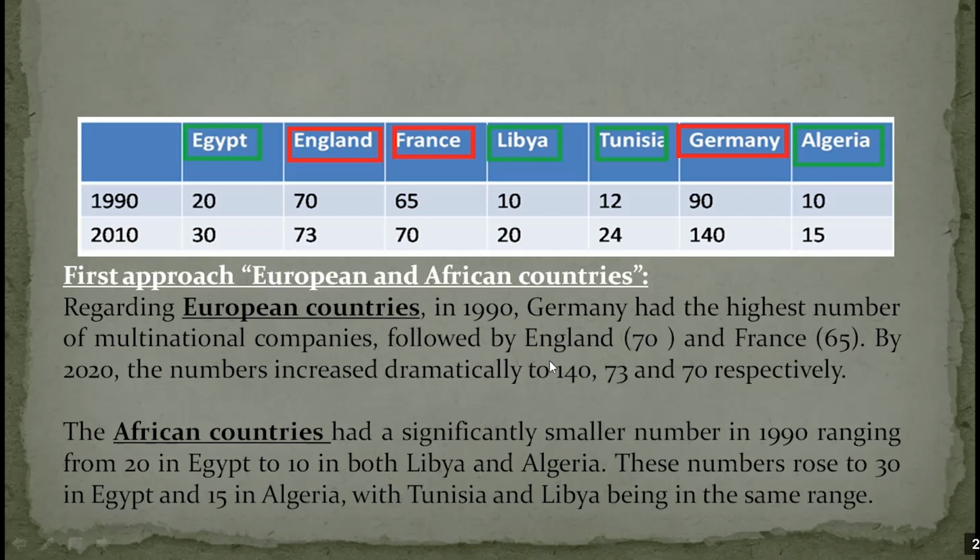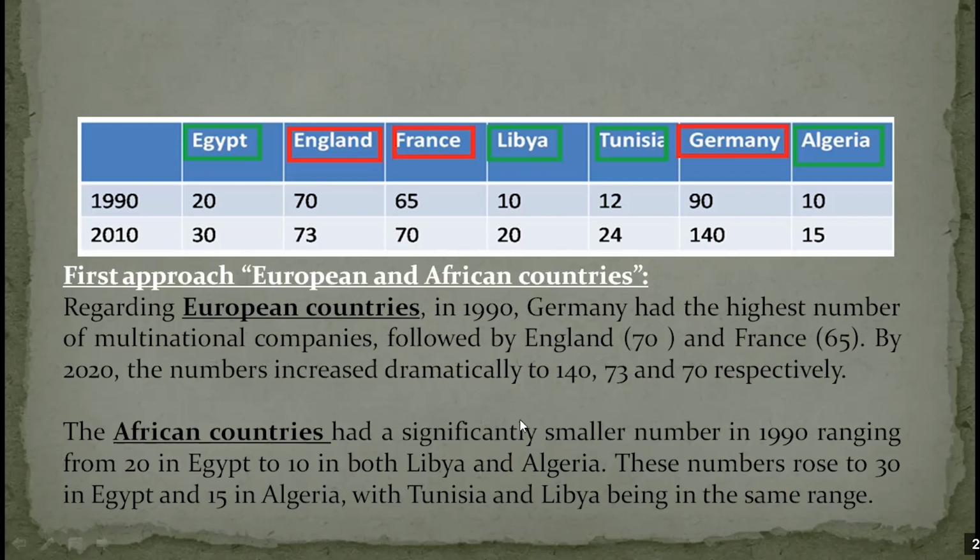And this is a very useful structure. It helps you to avoid repeating the names of the countries. Instead of saying 140 for Germany, 73 for England, 70 for France, you can just say 140, 73, and 70 respectively. So it's understood that we're talking about Germany, England, and France in that order.